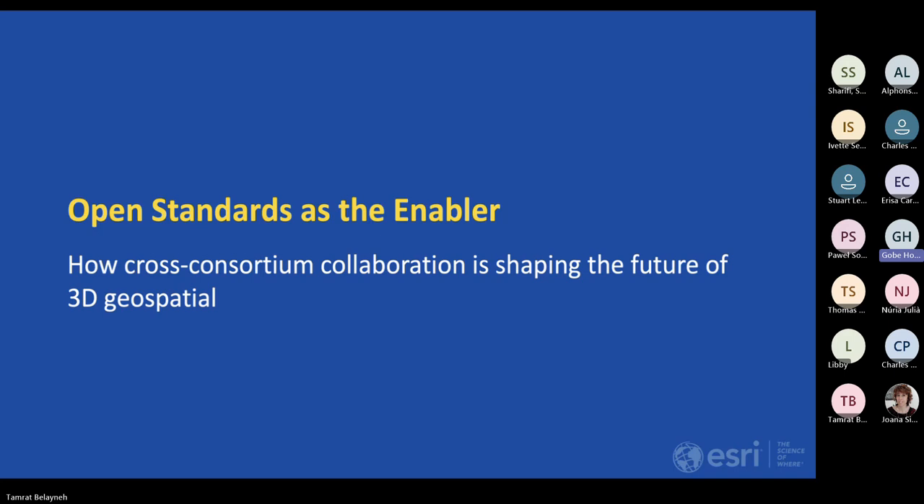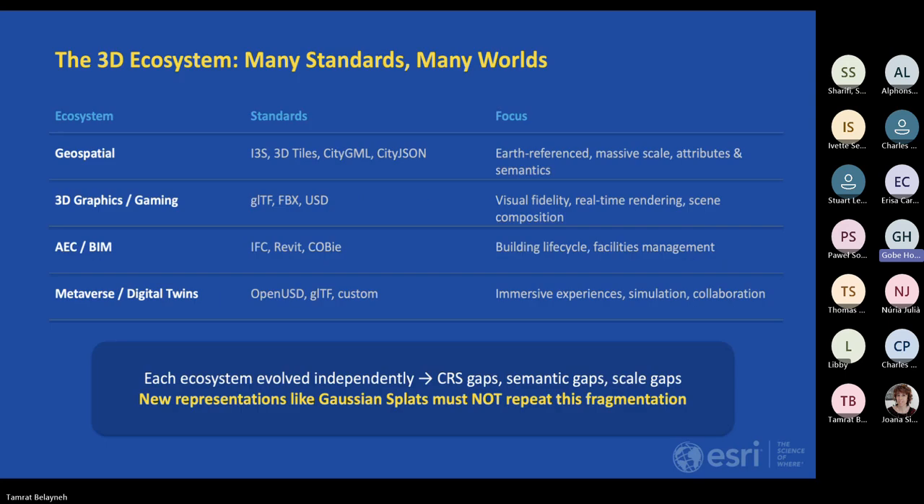So that's what we're hoping, that when a standard like 3D Tiles becomes commonly adopted and used in other ecosystems as well, it will enable collaboration in these different areas. One area that maybe we can think about is gaming, AEC, and digital twins. So we have many standards, many worlds, you could call it, where you have the geospatial ecosystem, and we have these standards that we all know, right?